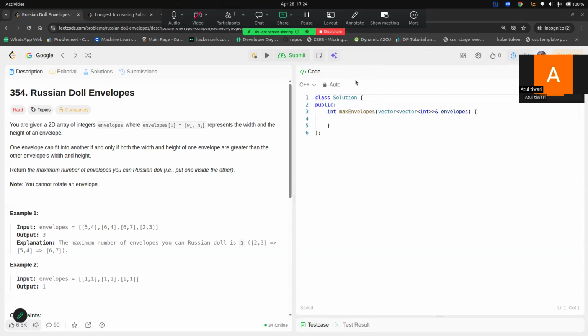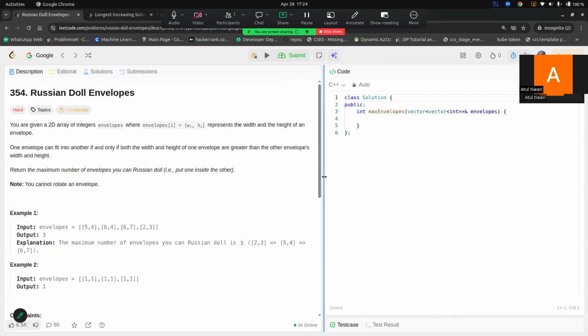This is a very classic Google style problem named Russian Doll Envelopes. The problem goes like this: you are given a 2D array of integers, envelopes, where envelopes[i] equals [wi, hi] represents the width and height of an envelope. One envelope can fit into another if and only if both the width and height of one envelope are greater than the other envelope's width and height. Return the maximum number of envelopes you can Russian doll.